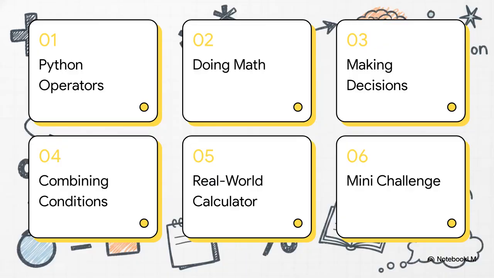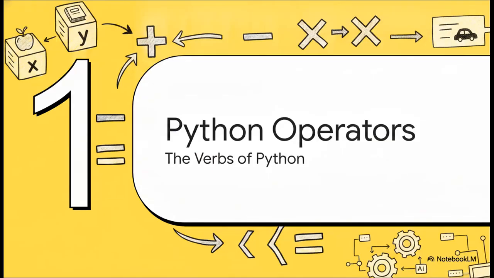Here's our quick roadmap for this explainer. We'll kick things off with a welcome to Python operators. Move right into doing math, making decisions, and combining conditions. Then we'll put it all together by building a real-world shopping calculator, and we'll wrap up with a quick mini challenge. All right, section 1, welcome to Python operators.